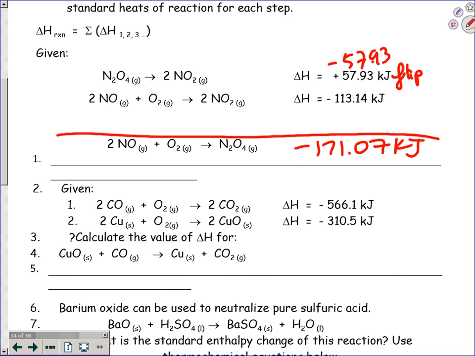So this is my part, right? I want this exactly. So my first equation has 2. I want this. Flip it to make it negative. What's that now?